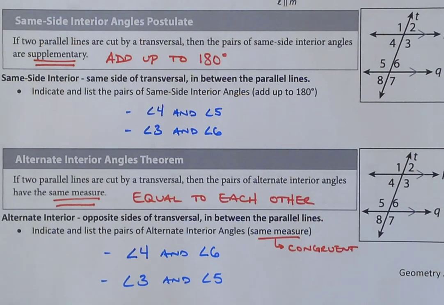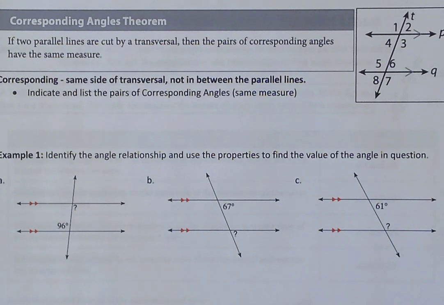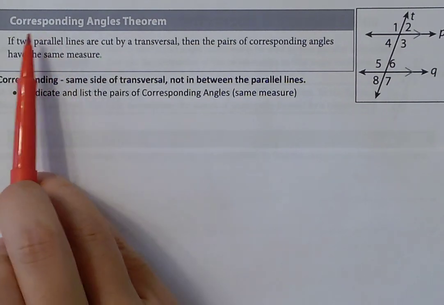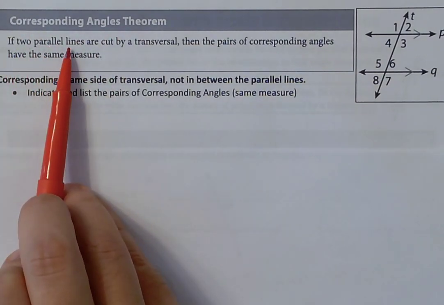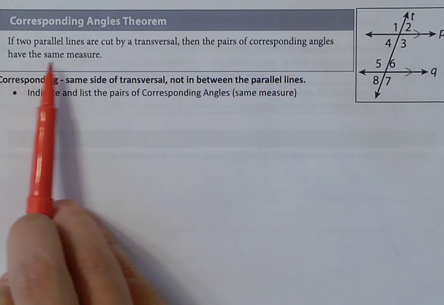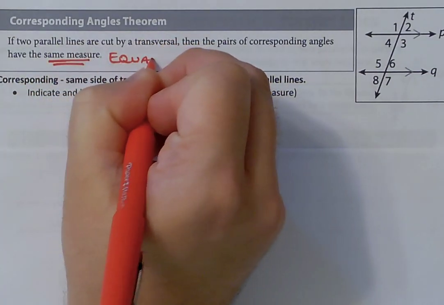All right, so we have now talked about two, same side interior and alternate interior. While there are 4 angle pairs overall, we're going to talk about just 3 different theorems today, and our next theorem is the corresponding angles theorem. So the corresponding angles theorem states the following. Let me just cover up example 1 for now. The corresponding angles theorem states if 2 parallel lines are cut by a transversal, then the pair of corresponding angles have the same measure. So that means that they are equal to each other or that they are congruent.